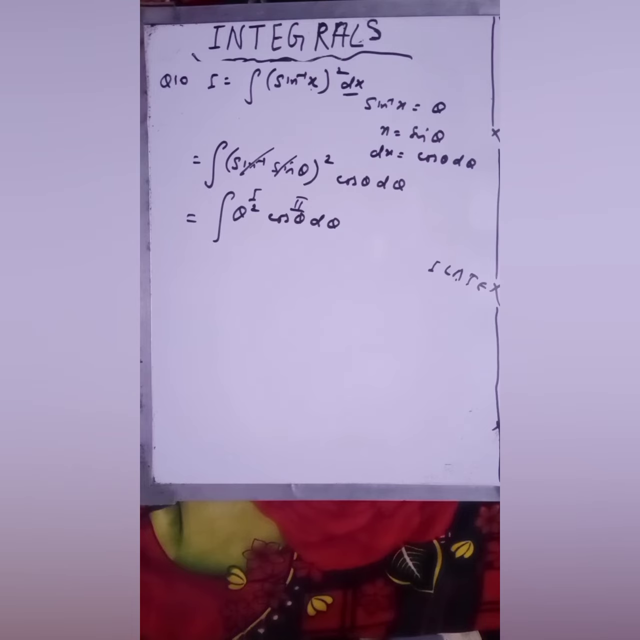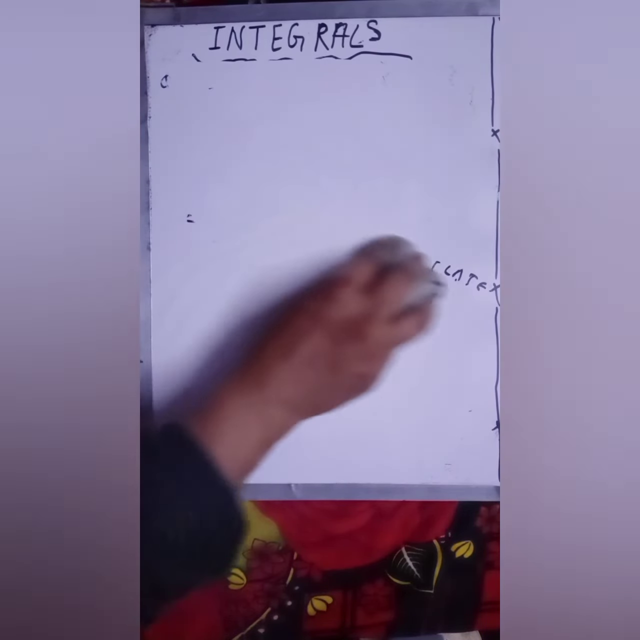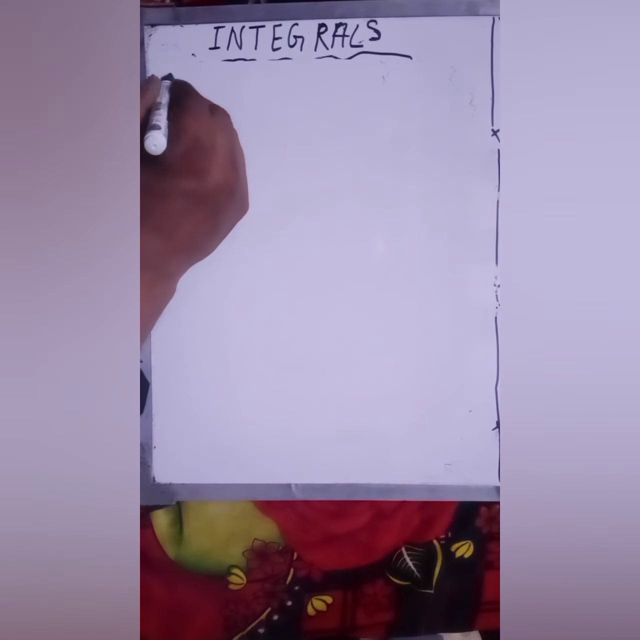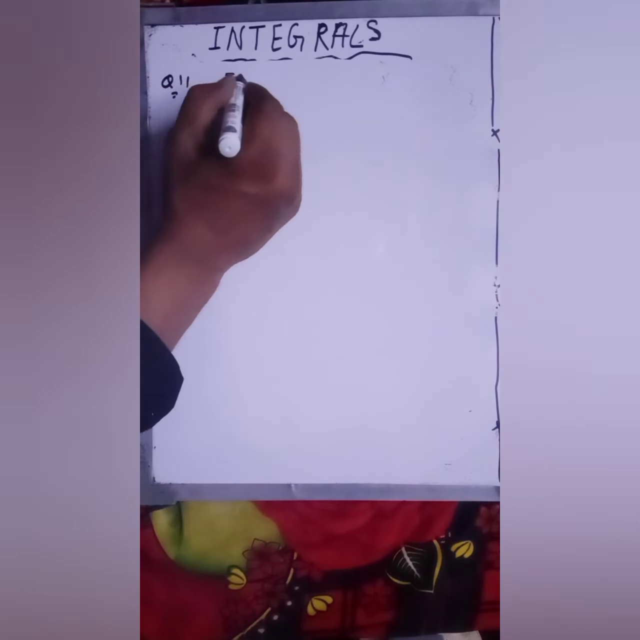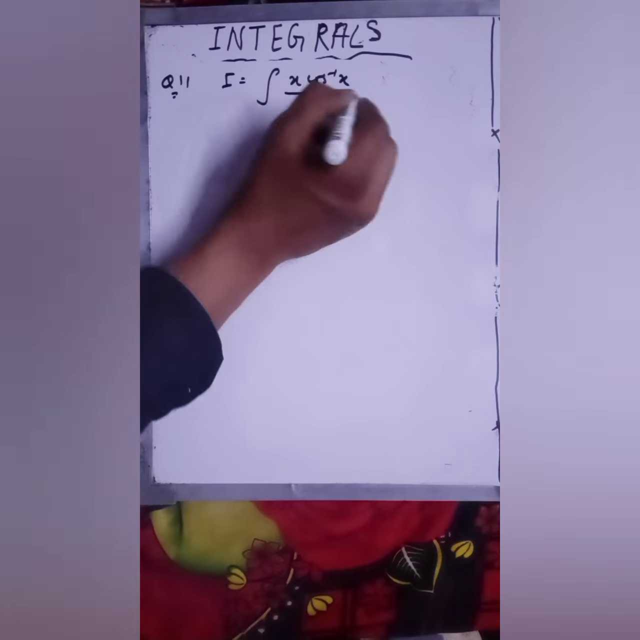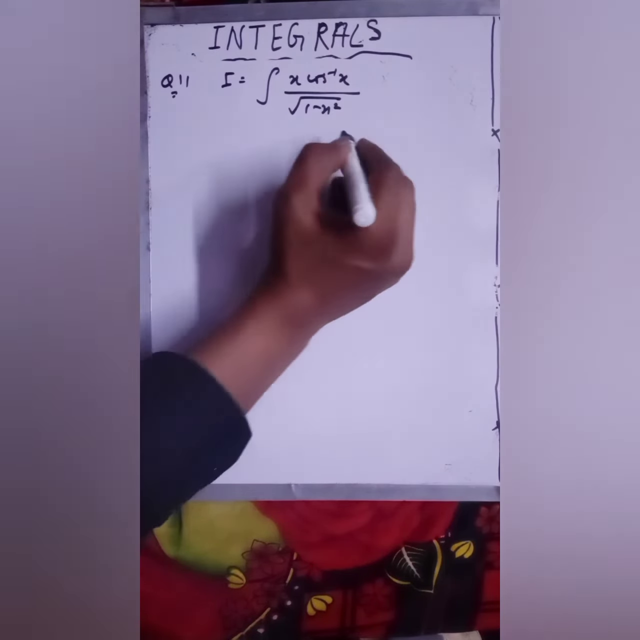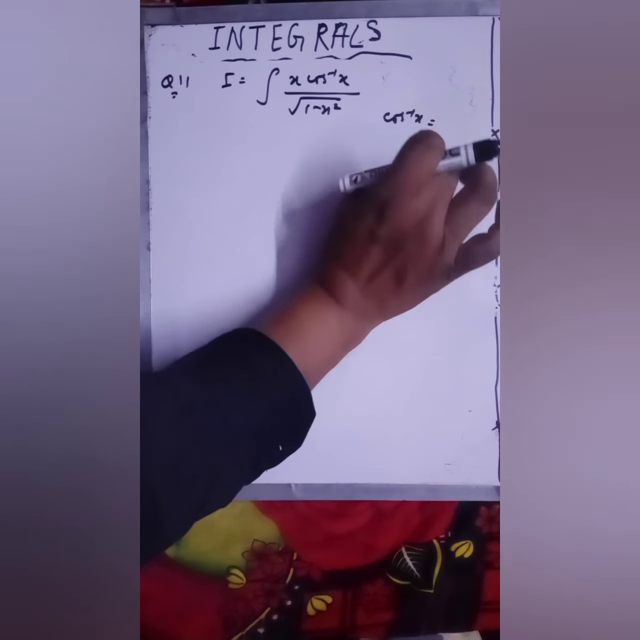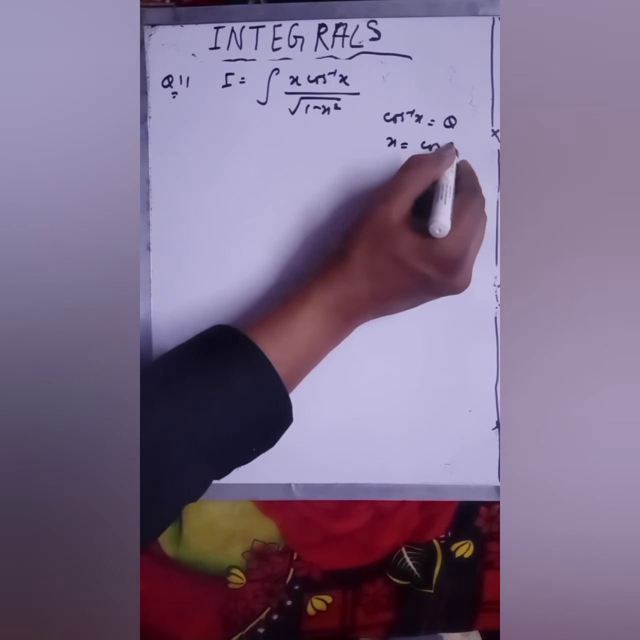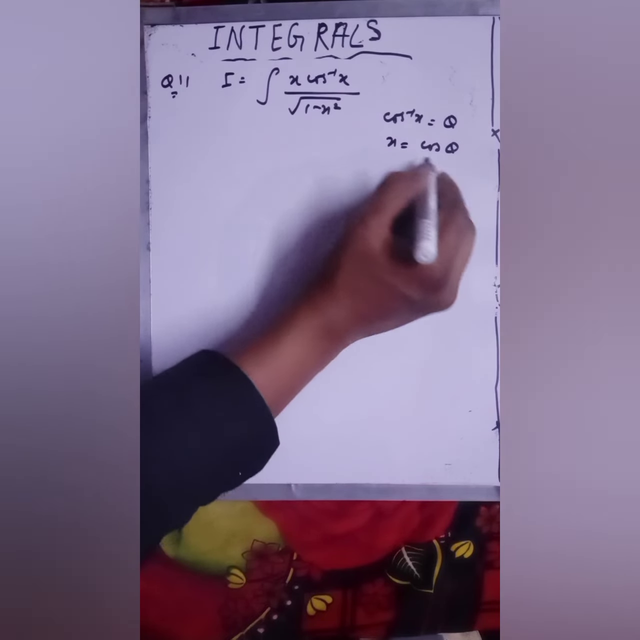And now I'm solving question number 11. I equals the integration of x cos inverse x over 1 minus x square, given to you. Okay, children. Now here I am assuming that cos inverse x is equal to t, or you can say theta, you can assume that it is equal to theta. So your x would be cos theta. Fine, and if you do the derivative of this, you'll get dx equals minus sine theta into d theta.